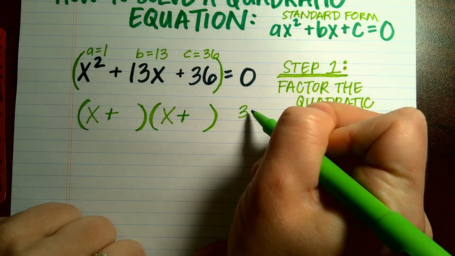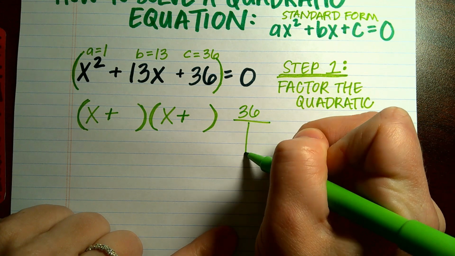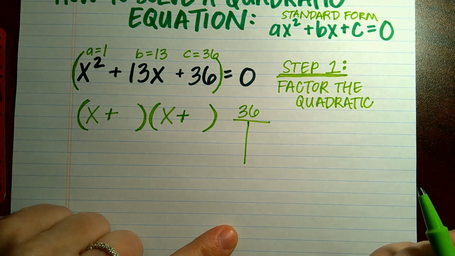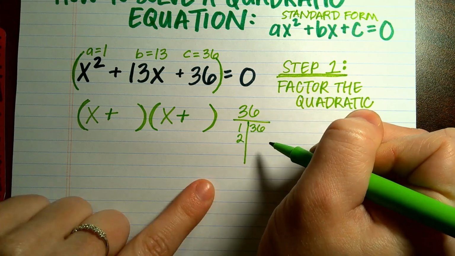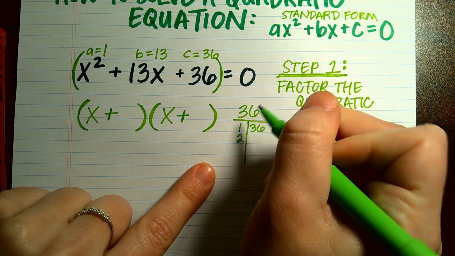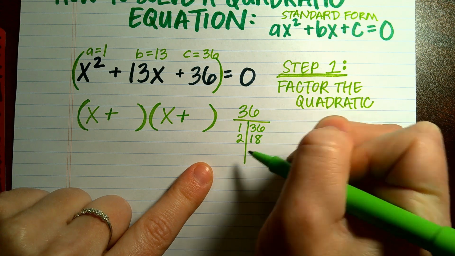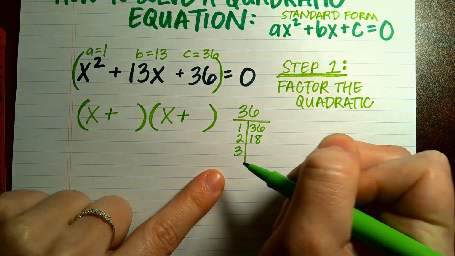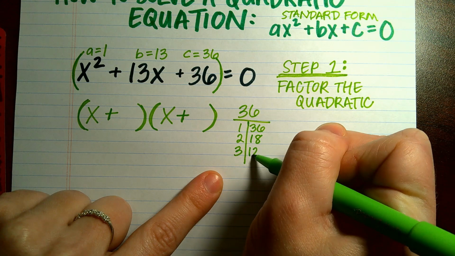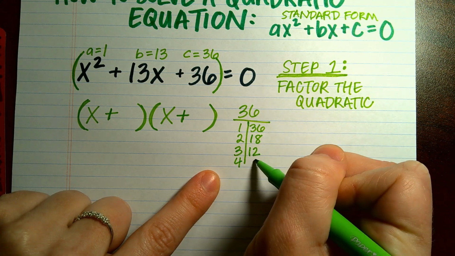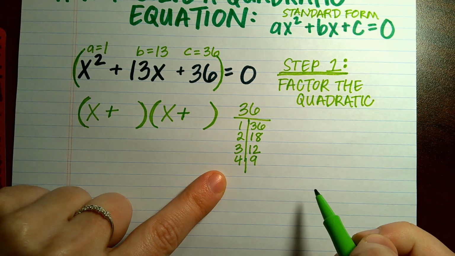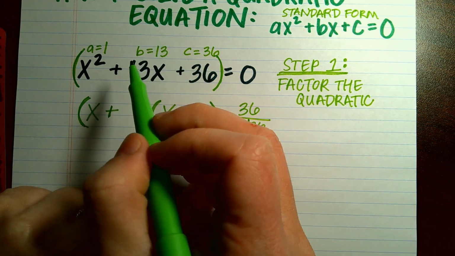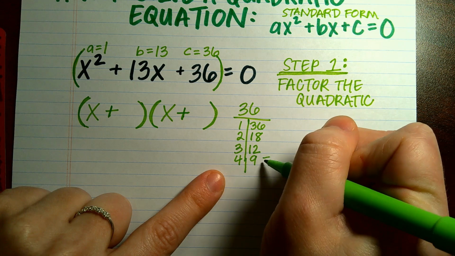So 36, let's check our factors. What are our possibilities here? 1 and 36. 36 and 1. 2 and what? 18. Can I do 3? Yes. 3 and what? 12. 4 and 9. Oh, yeah, let's stop. What's 4 plus 9? 13. That's our B.